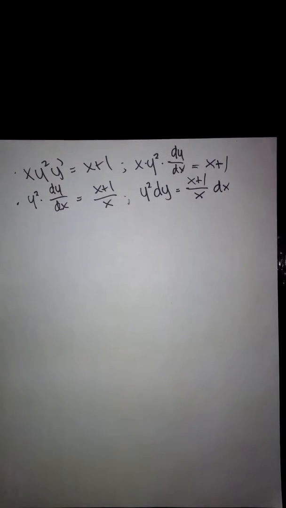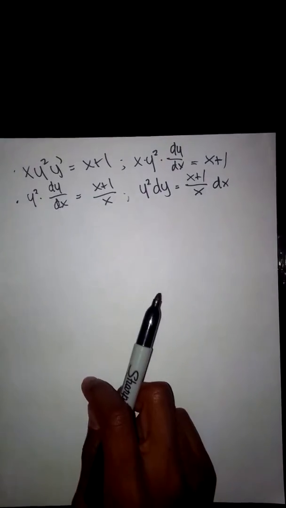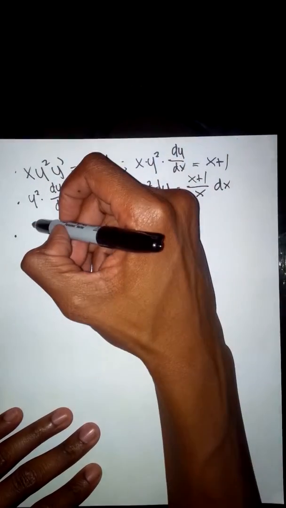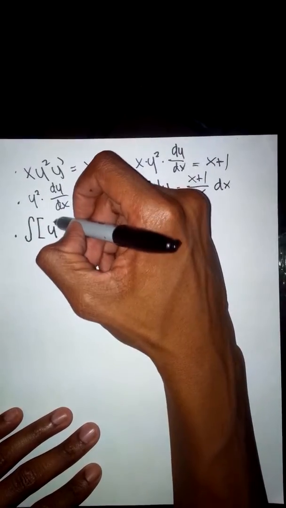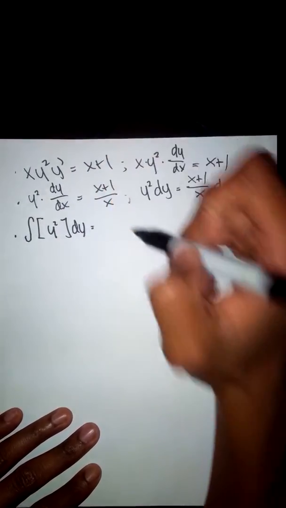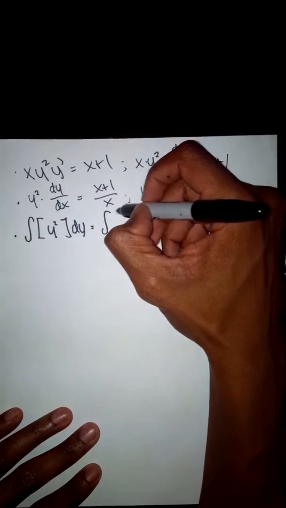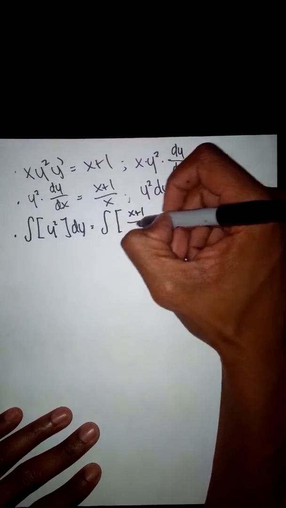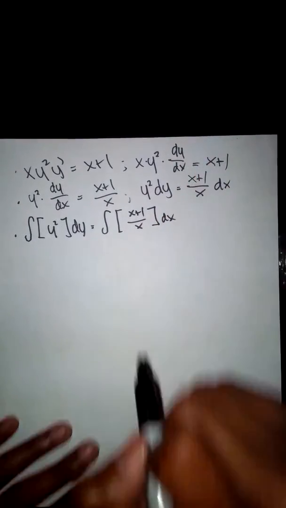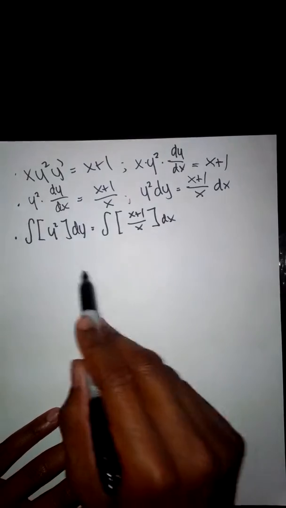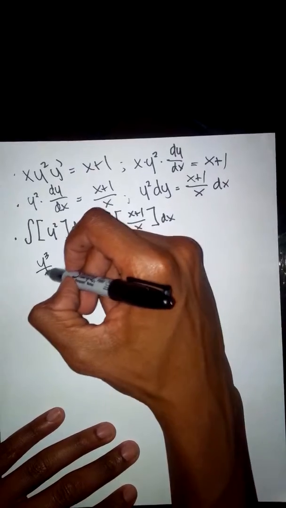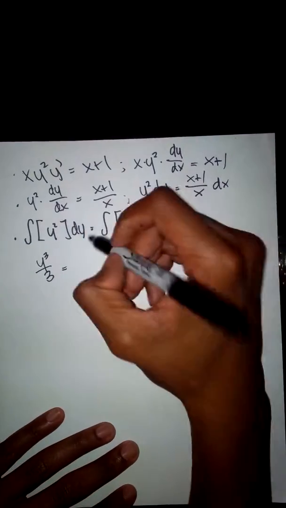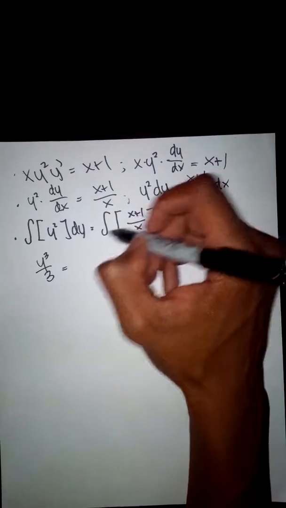dx. Now that we have our y terms on one side and our x terms on the other, we're going to integrate both sides. The integral of y squared dy is equal to the integral of x plus 1 over x dx. Solving both integrals, the integral of y squared is going to be y cubed over 3, is equal to, now this can be rewritten, right?